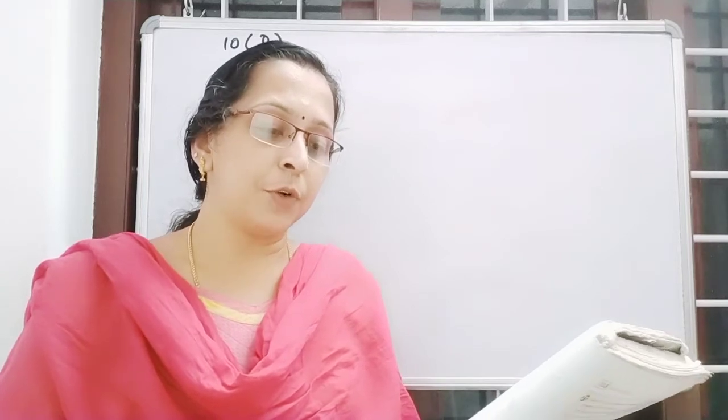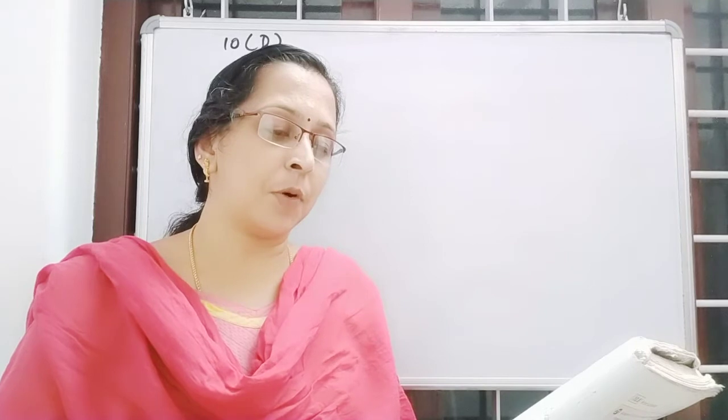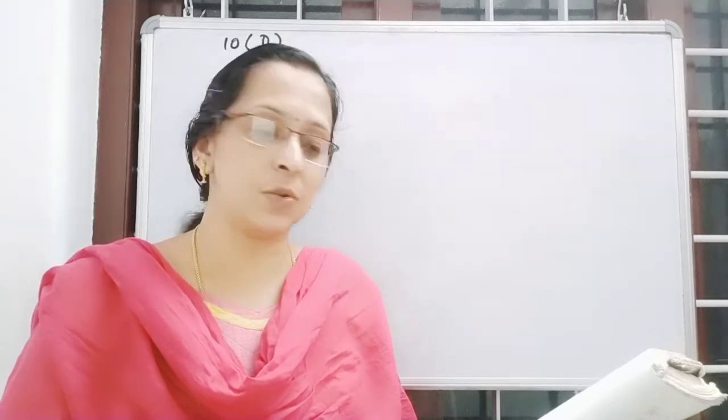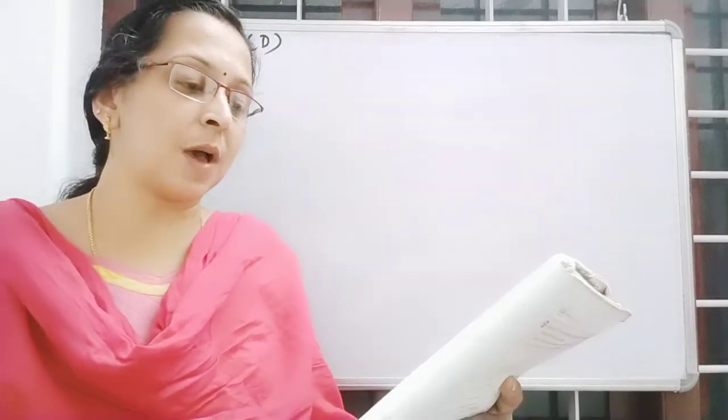Hi everyone, we can do exercise 10D, question number 8 onwards. Find four numbers in AP whose sum is 20 and the sum of whose squares is 120. So find four numbers in AP whose sum is 20.